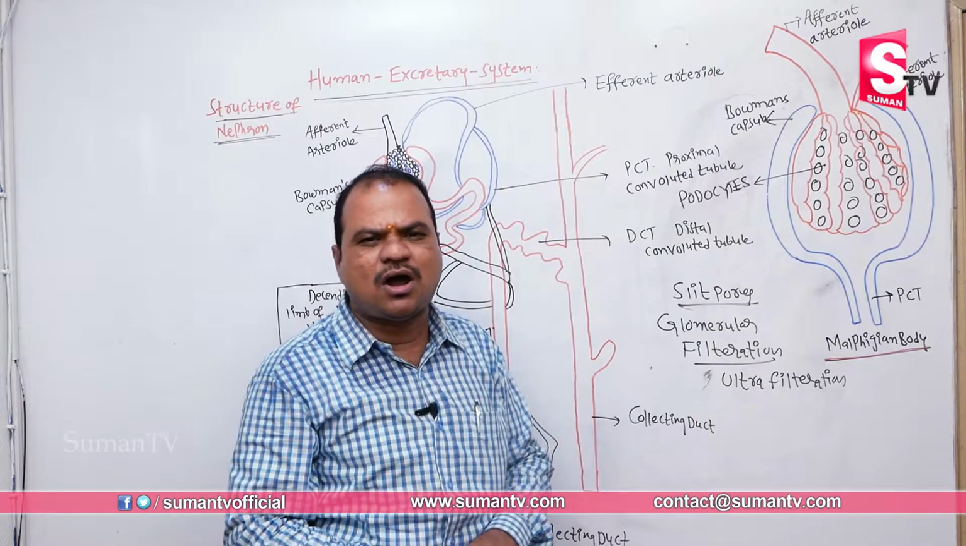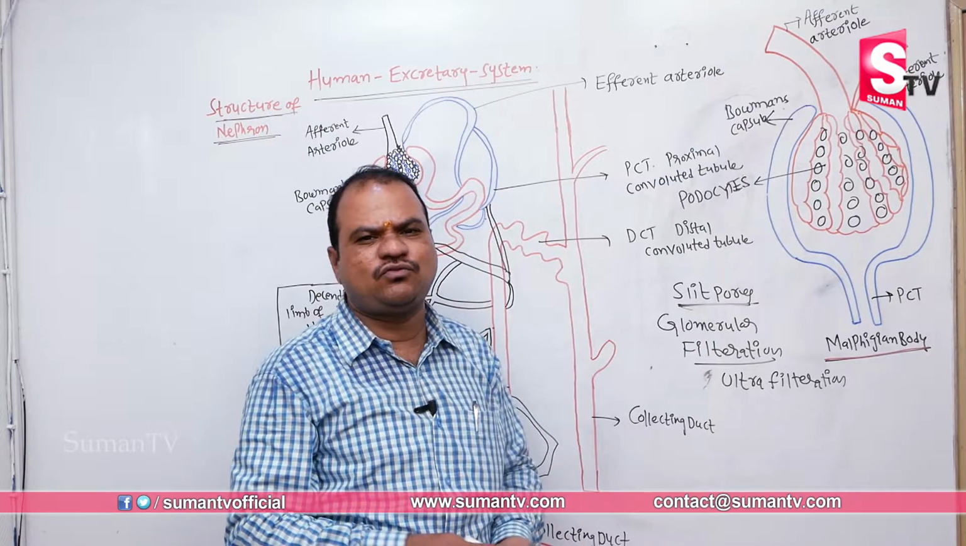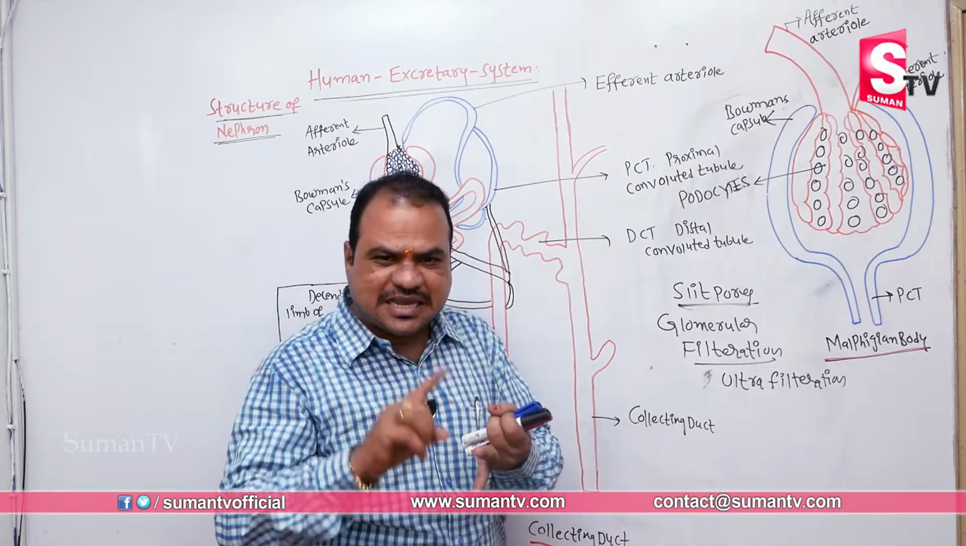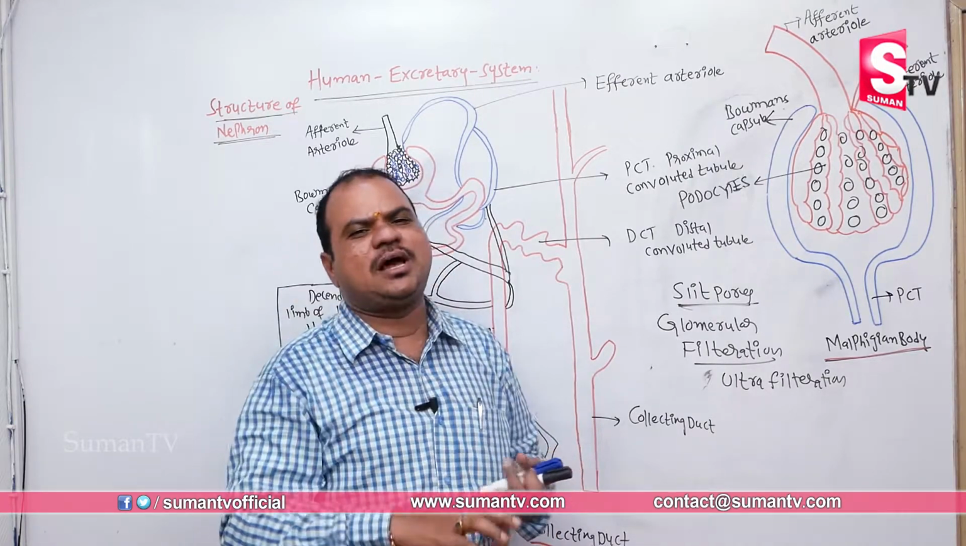In our urine formation, there are three stages. One is glomerular filtration. The second one is selective reabsorption.